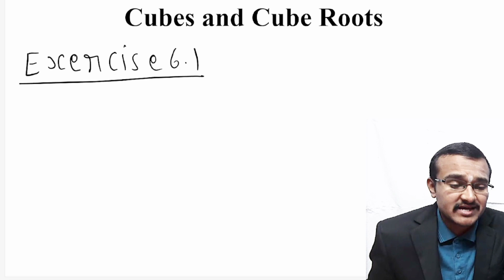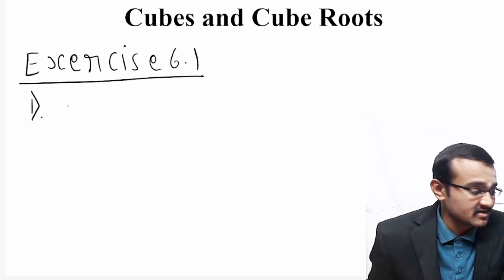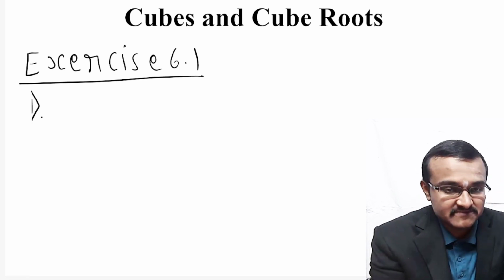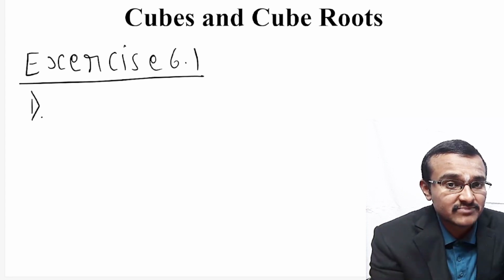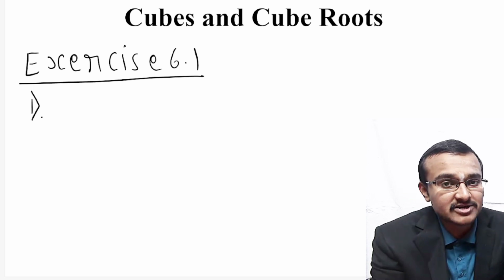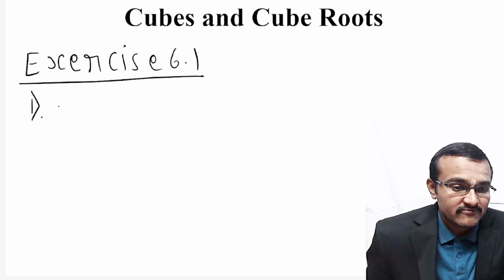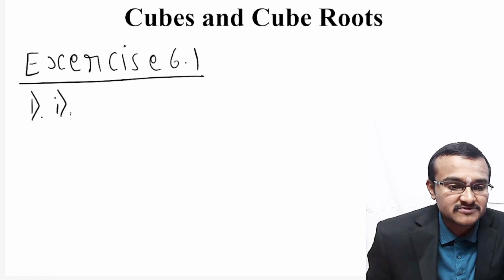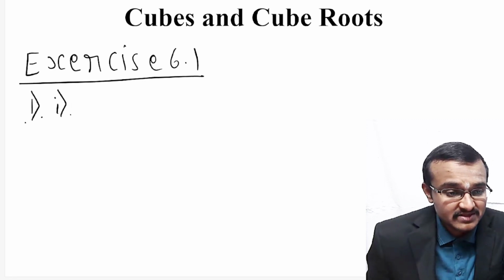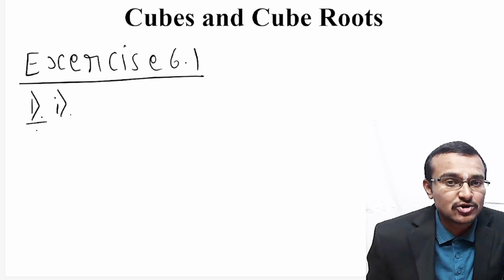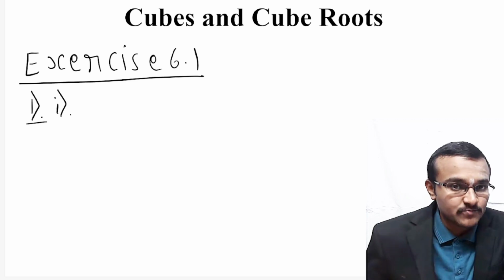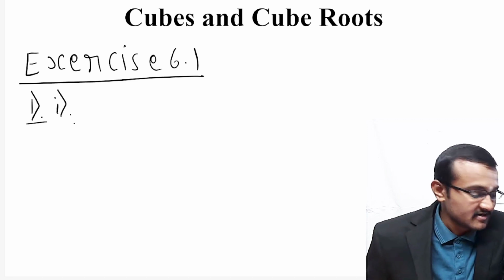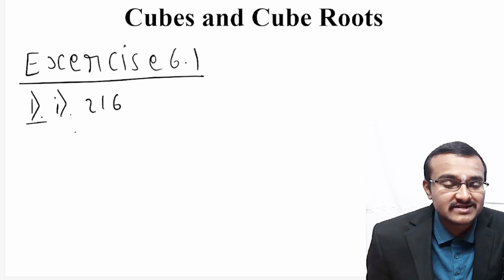Coming to exercise 6.1, in the first question they have given 5 different numbers, as 5 different questions, and they are asking which numbers are not a perfect cube. So you should identify which numbers are not a perfect cube. We should solve all the problems in this first question and note down which number is not a perfect cube. Coming to the first one, you have 216.